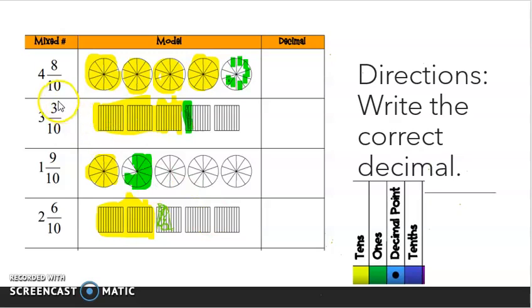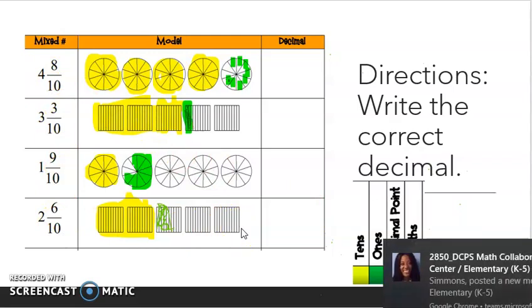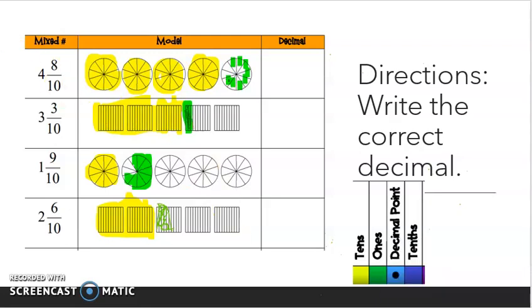And now you're going to write your mixed numbers as decimals. You have 1, 2, 3, 4. All right, pause the video. Do your work. And I'll see you at class. And you're ready to go over your work.